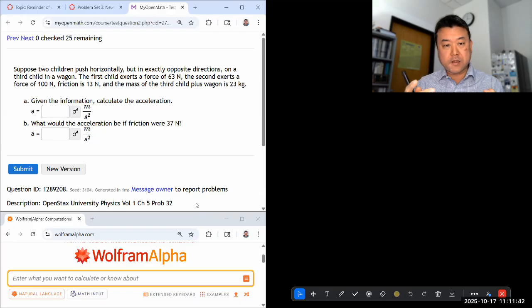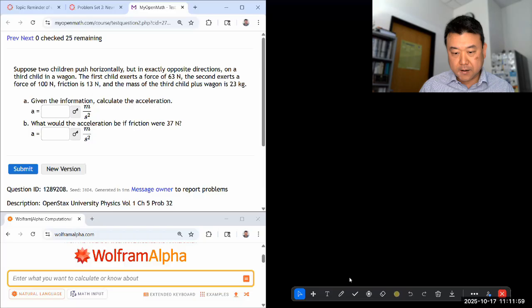So let me do this question and the next four group of questions, and I'll try to do them relatively quickly because again they ought to be easy questions. So let me start. This question says, suppose two children push horizontally but in exactly opposite directions.